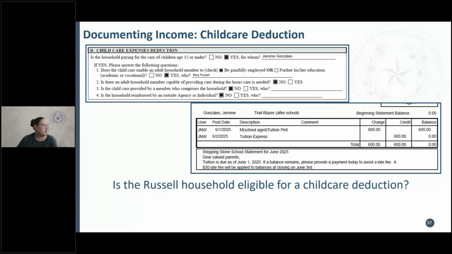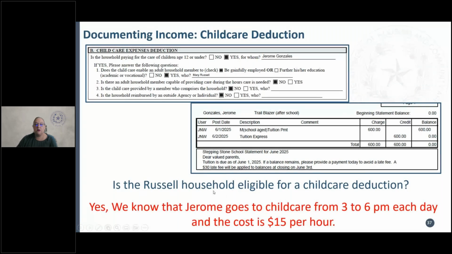All right, I'm going to go ahead and end this poll. It looks like our voting has slowed down. Almost all of you said yes, which is correct. And we know that Jerome goes to childcare from 3 to 6 each day, and the cost is $15 per hour. We may have had to call the school to verify that, or we did some extra math, but I put that little note in there for you.